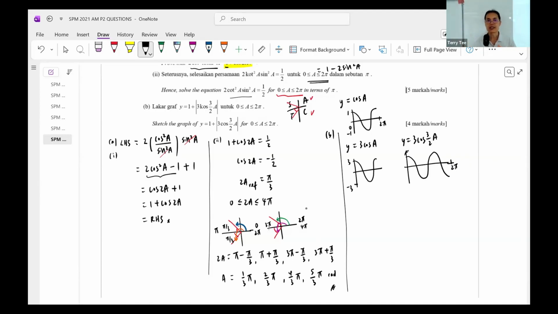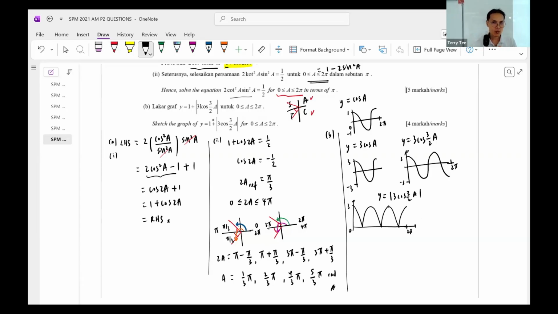Next, haven't finished yet? I need to do the modulus. So what happens when you modulus? Modulus means everything that's negative, flip up and becomes positive. So it goes 1, 2, 3, 4. This is one cycle. 1, 2. So this is 3. Okay. This is 2 pi. I'm doing it one by one. You see, I'm doing it one by one. 1, 2, 3, 4. This is y equals modulus 3 cos 3 over 2a.